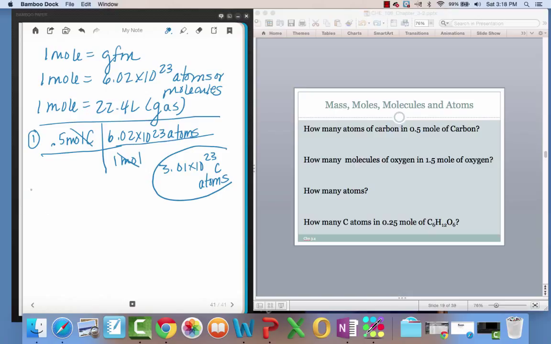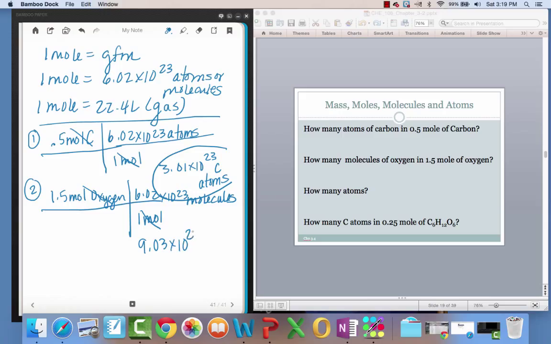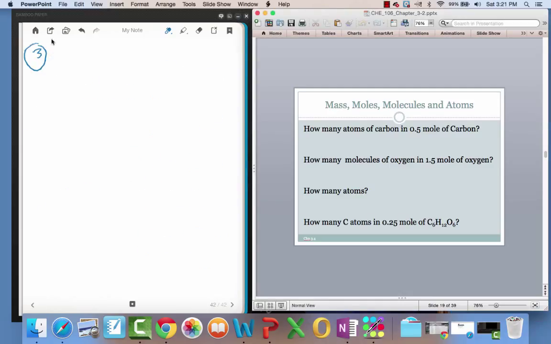Pretty easy. How many molecules of oxygen are in 1.5 moles of oxygen? 1.5 moles of oxygen. Now, they didn't say oxygen gas, so we're just assuming it's oxygen. One mole equals Avogadro's number, molecules. Moles cancel. And I get 9.03 times 10 to the 23rd molecules of oxygen. How many atoms would that be?